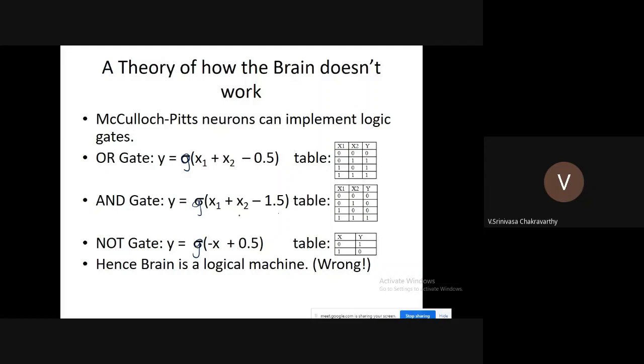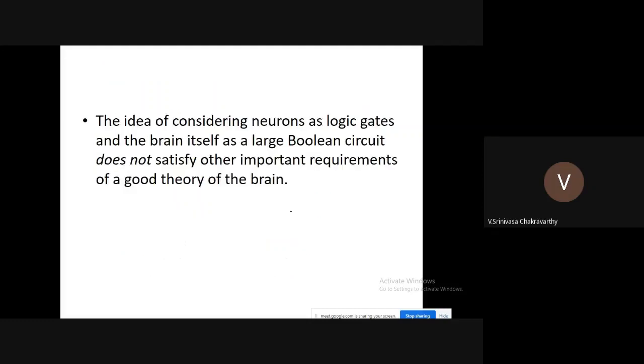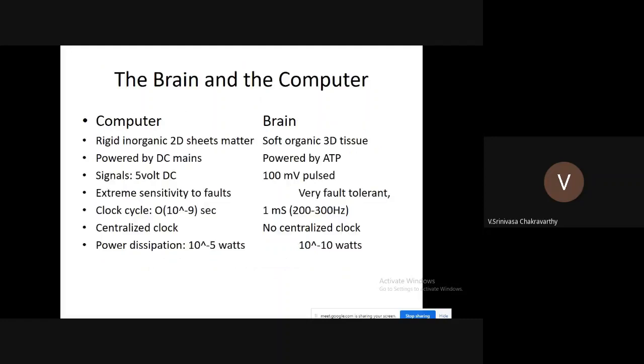So like that, you can quite trivially show how this McCulloch-Pitts neuron model can be made to implement logic gates. From then they extrapolated these ideas and proposed that the brain is a big Boolean circuit. It's like a logical machine, just like a computer. But the point is, the first step is okay. You can think of a neuron as a logic gate, but it's untenable to think of the brain as working like a computer.